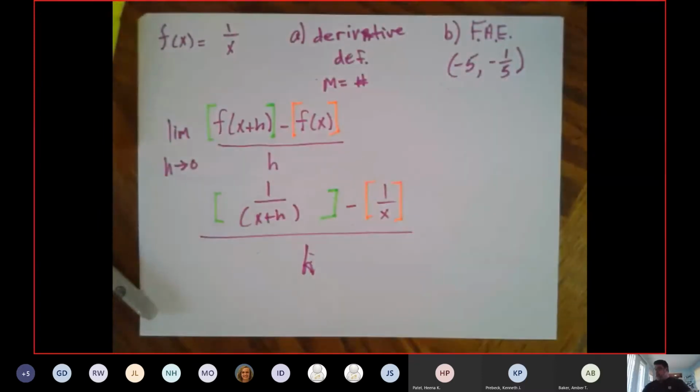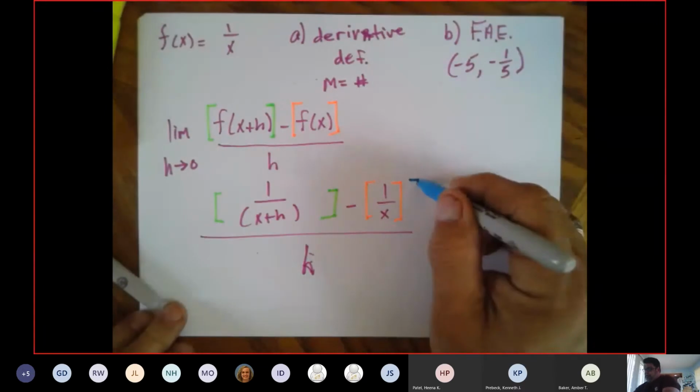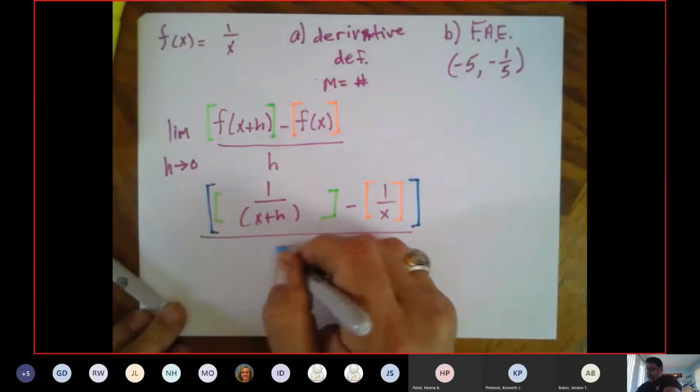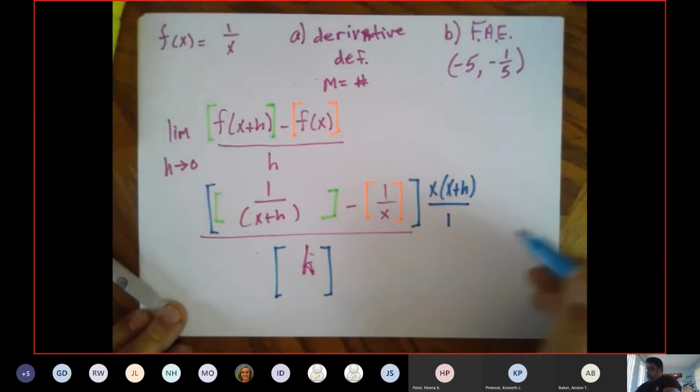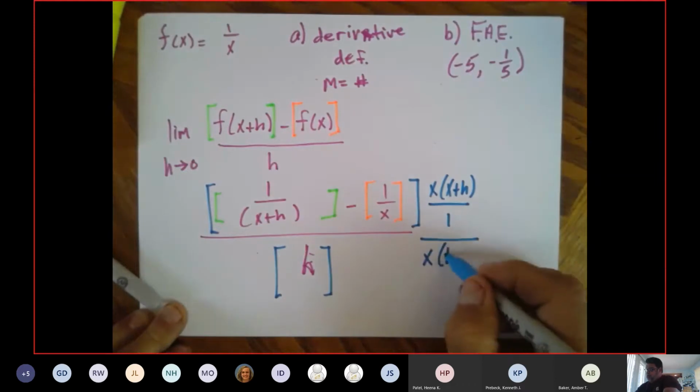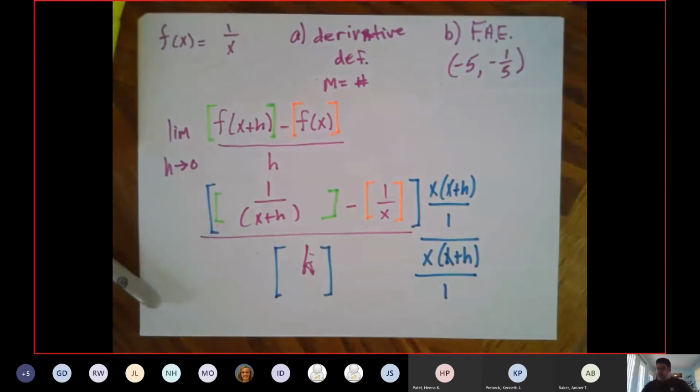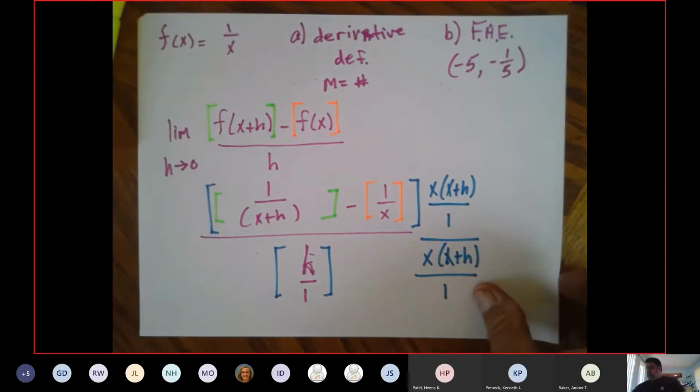So I'm going to multiply both the top and the bottom by x times x plus h over 1 over x times x plus h over 1. I'm multiplying by the common denominator. And if you want to get hinky about it, that's a 1 right there. So get the common denominator of all three and clear the fraction. That's what we're fixing to do. So I'm going to kind of fold this in half so we can still look at it.